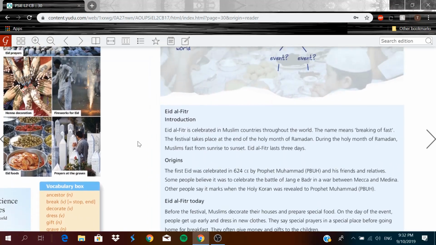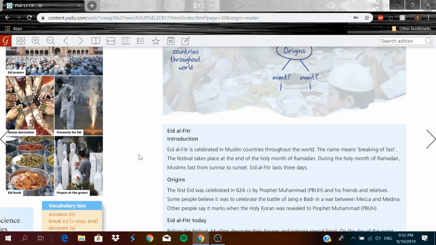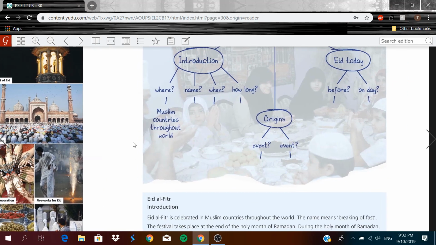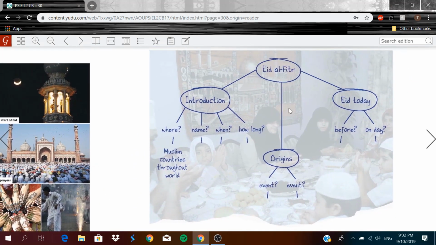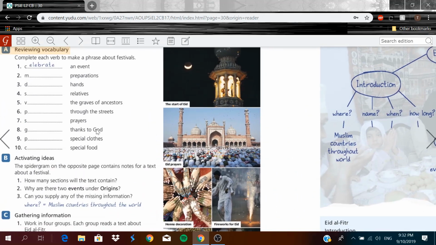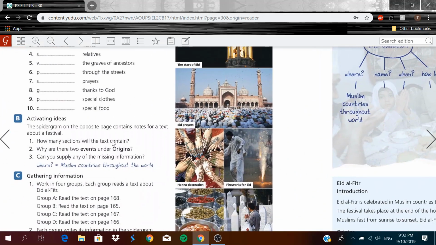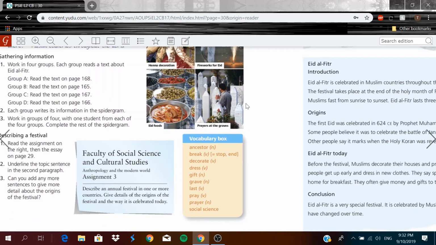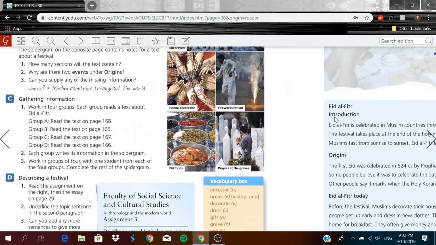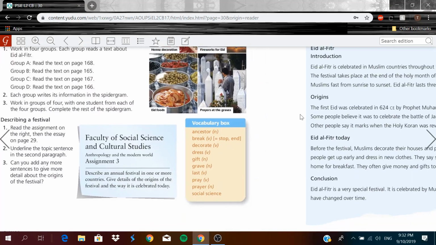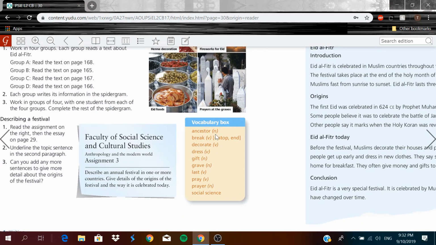Okay, so now that you got a better idea of what Eid al-Fitr is, now let's go to the spidergram here. Here we have Eid al-Fitr, an introduction, Eid today, and origins. Okay, so let's take a look at exercise B here. How many sections will the text contain? So based on what we just read, we have 4 sections: introduction, origins, Eid al-Fitr today, and conclusion.